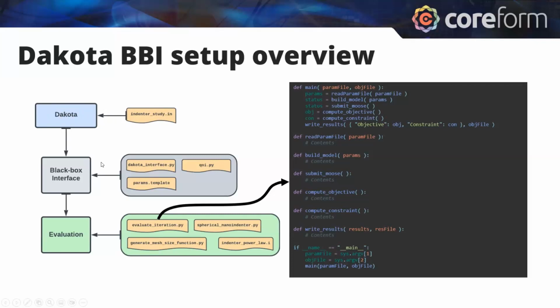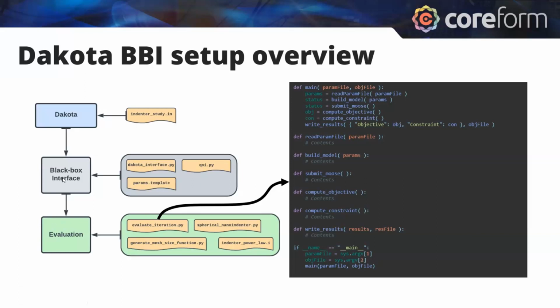Then the black box interface has a few just templated files that we only require minimal modification of. In fact, these were produced by the DAKOTA GUI through a wizard. And then in future studies, I just pull those files and change a name here or there, change a variable, so minor modifications.